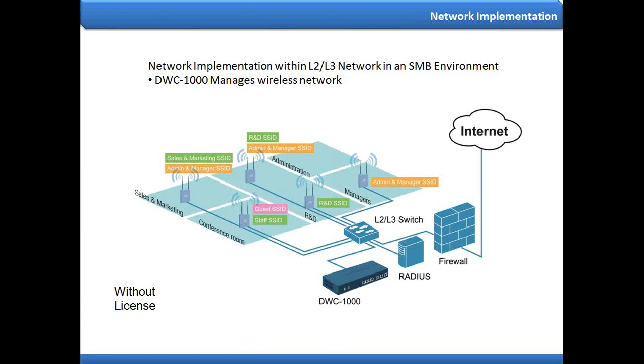So if we take a look at how the DWC 1000 could be integrated into a network, it can be integrated as a simple wireless controller. The end user may have an existing firewall/router solution or a switching solution as well, so they don't need the DWC 1000 VPN license or router license. But in this case here, we've got the DWC 1000 managing my entire wireless network, and it's broadcasting multiple SSIDs depending on where each of those access points are located. So in this case here, the DWC 1000 is only concerned about the wireless network.